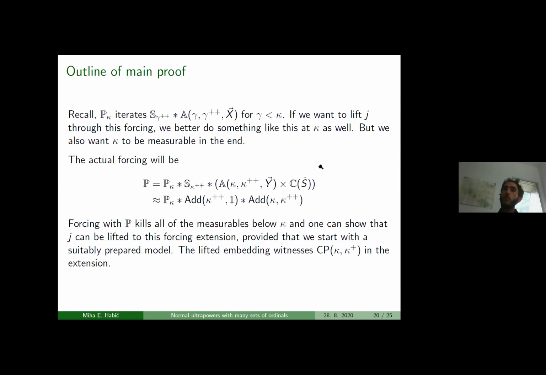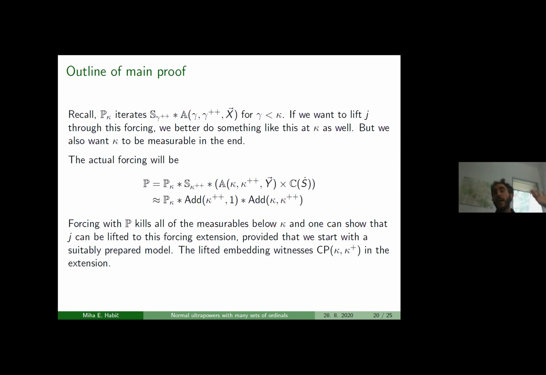Okay, so with this alternative presentation of the iteration, it's not that hard to believe that this full forcing P is going to, okay, it still kills all the measurables below kappa, but then you can also lift j through this forcing, provided that you prepared your original model to start with, okay? And then our strategy is basically complete, right?